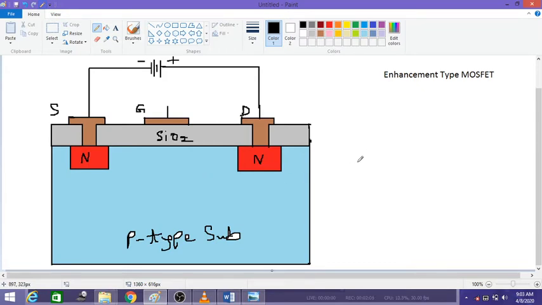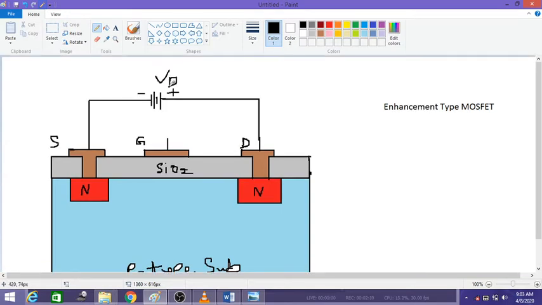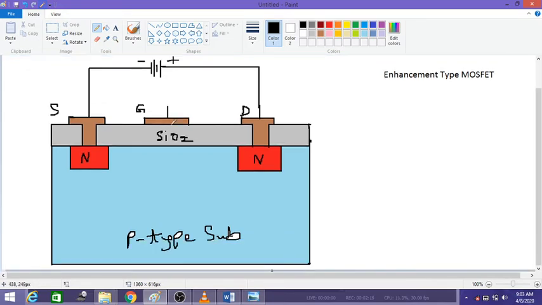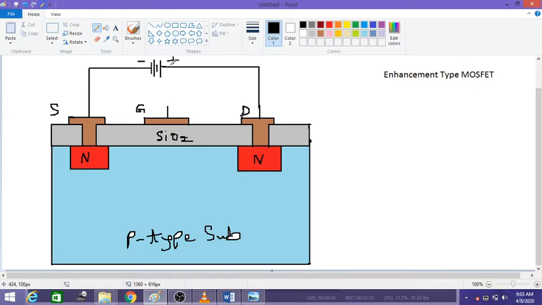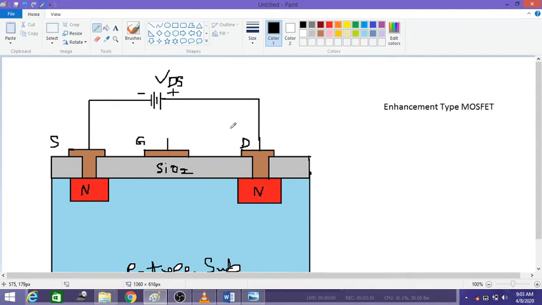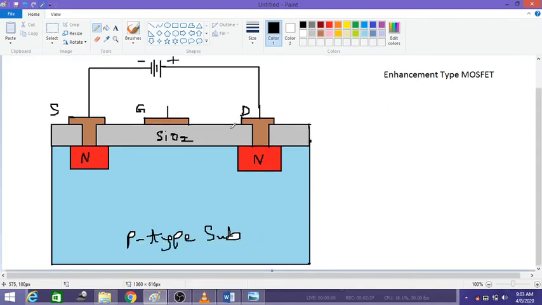It means there is supposed to be a graph where, as we increase the VDS, there is a flow of current, and at some point it leads to saturation. But here, due to the absence of the channel, there is no flow of current at all because there is no path for the current to flow from source to drain. So the MOSFET will initially be in the off mode until we apply the gate voltage. This is the main difference between the depletion type MOSFET and the enhancement type MOSFET.